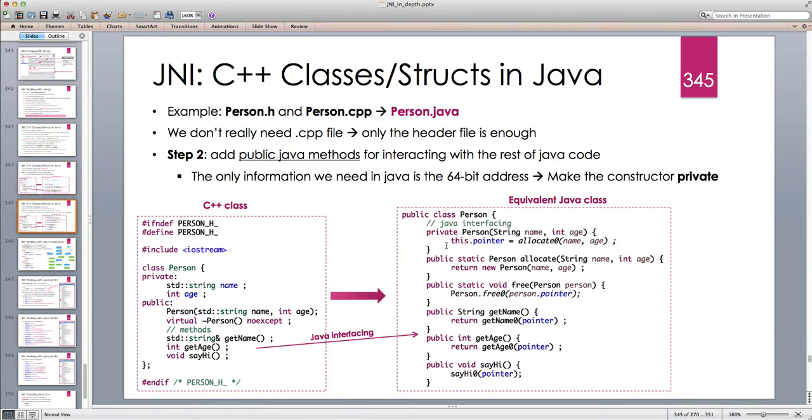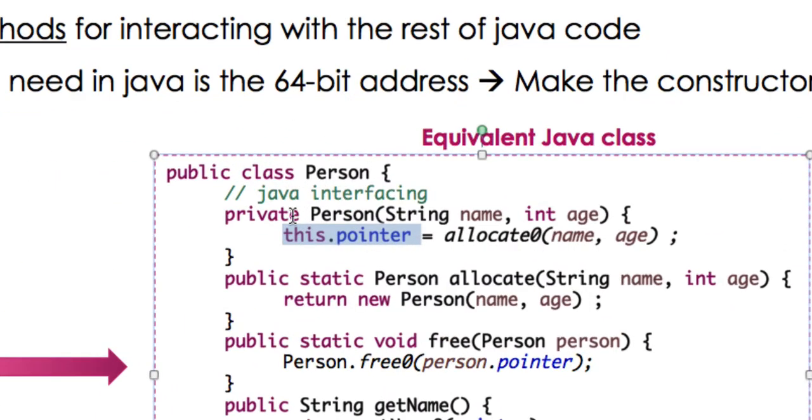So what is the Java part? In the Java interfacing, this is the interface that the Java user actually interacts with. We make the constructor private. So it takes a Java String name and int age, and again, the only information that we need to retain in Java is the pointer, the 64-bit address of the C++ object. And then we call this private static native allocate0 and send a Java string and the Java int to C++. This is supposed to create a C++ person object and send us back a pointer.